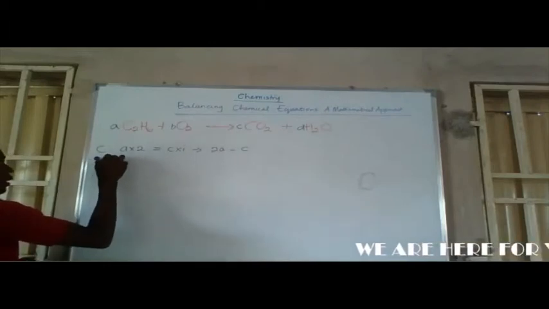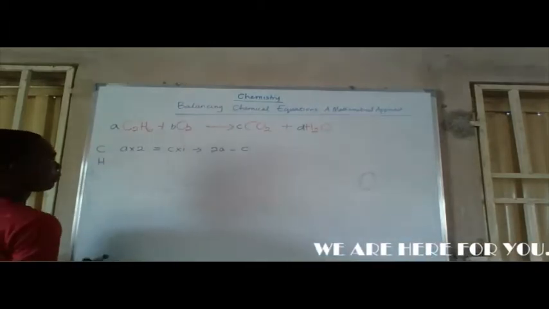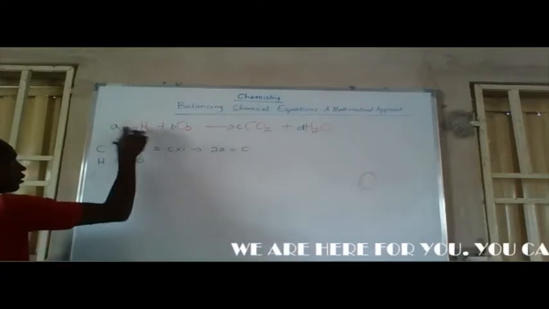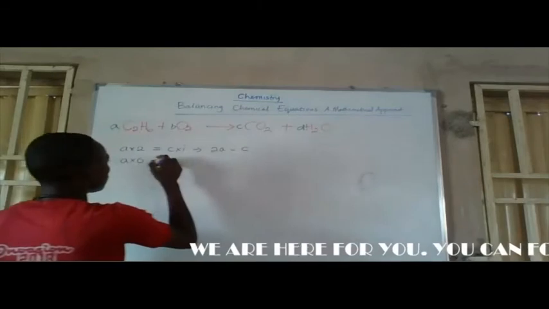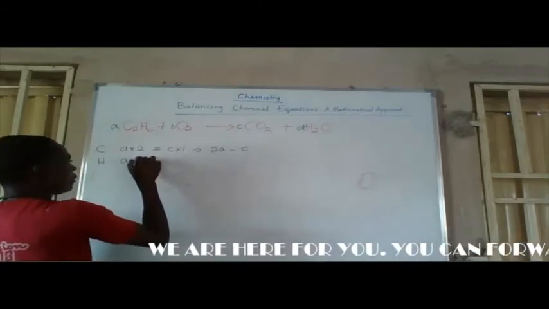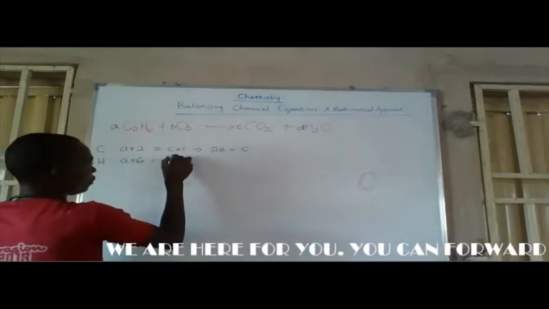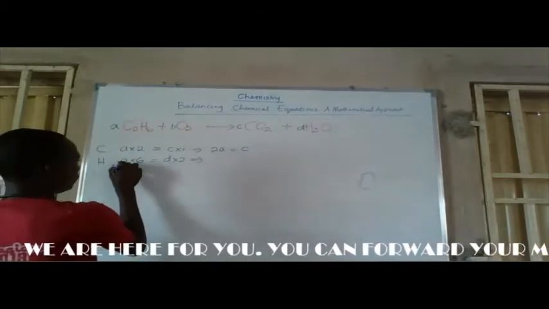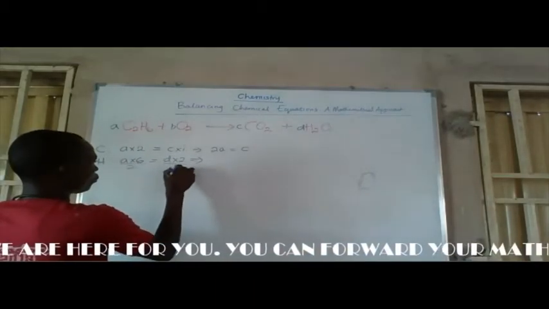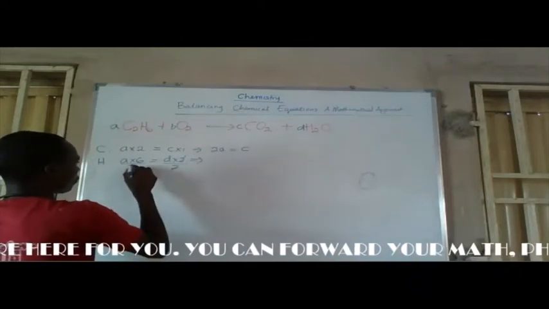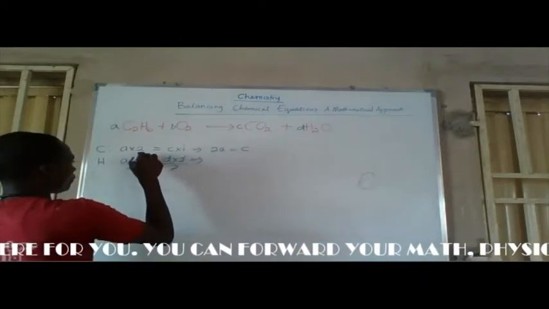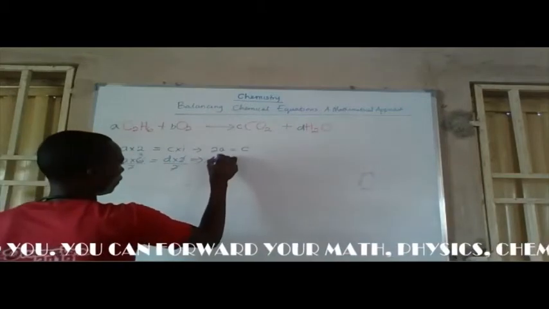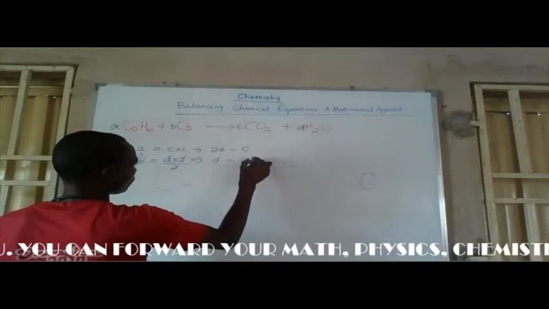Then you do the hydrogen balance. A times 6, total hydrogen on this side, should be equal to total hydrogen on this side. A times 6 is equal to D times 2. And essentially, you can divide both sides by 2 to make things go a bit simpler. And so we are left with D is equal to 3A.